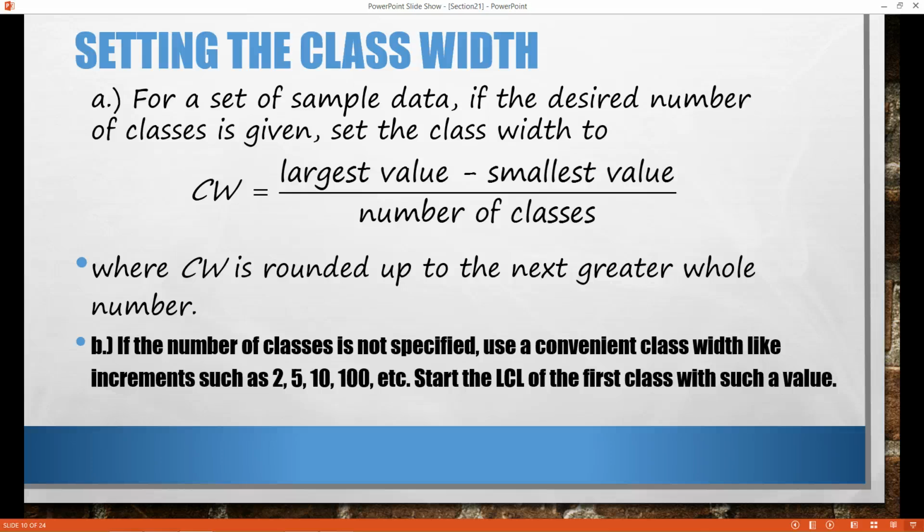A couple other observations here in terms of setting a class width. If the number of classes is not specified, you might want to use a convenient class width, like increments of 2 or 5 or 10, that kind of thing. Start with the lower class limit and add the class width successively. We'll talk about that in just a minute. Also, generally when you're making a grouped frequency distribution, we want to keep the number of classes somewhere between 4 and 10. Any fewer than 4, and you really can't tell what's going on with the distribution of the data graphically. Any more than 10, well, it's just so tedious to work with.